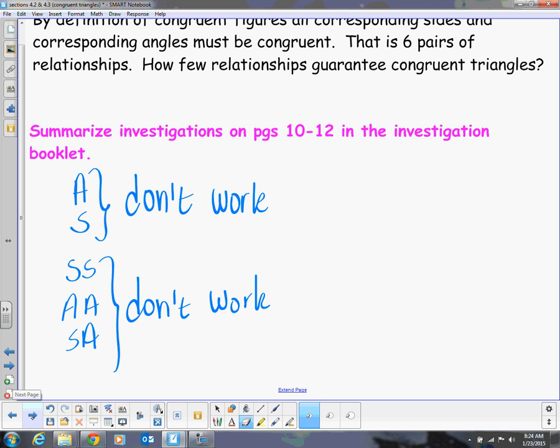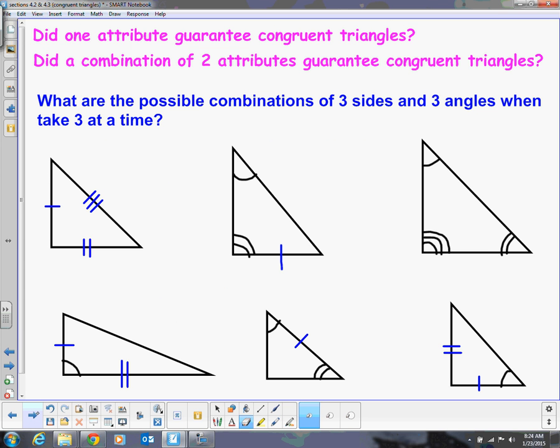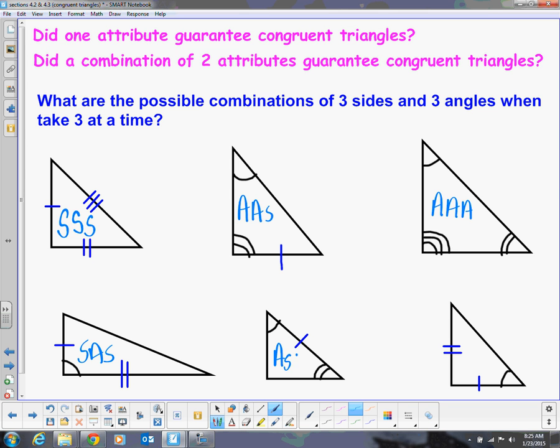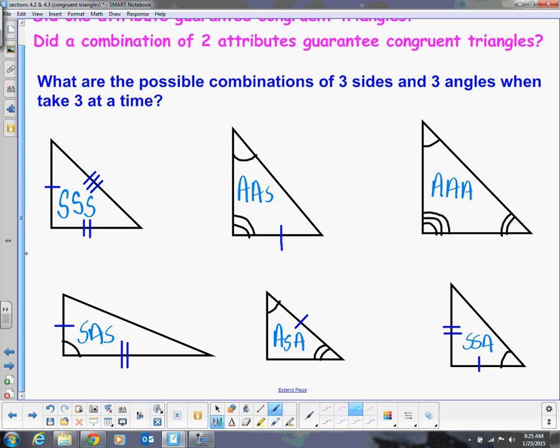All right. So when we go to this page, let's just review real quick. What is this combo? Side, side, side. Good. And this combo? Angle, angle, side. And this combo? Angle, angle, angle. This combo? And this combo? And this combo? Now, we have one more. What did we learn today?